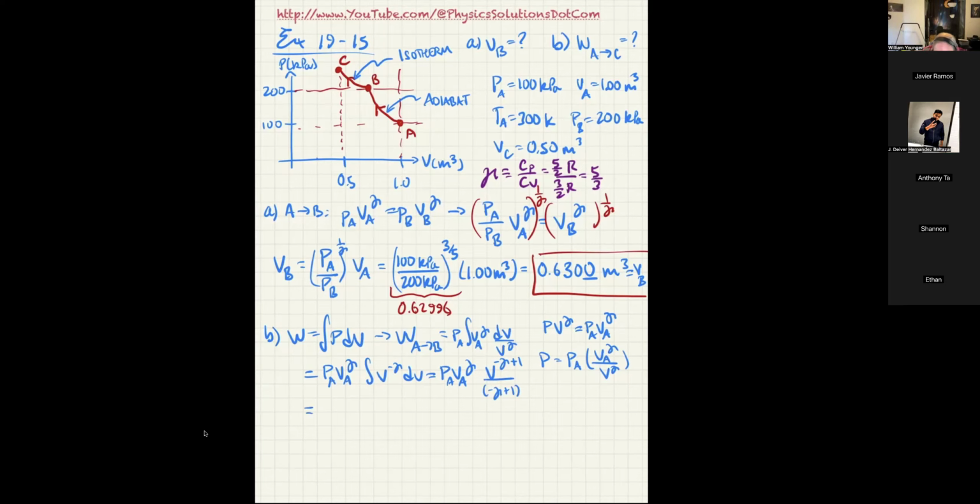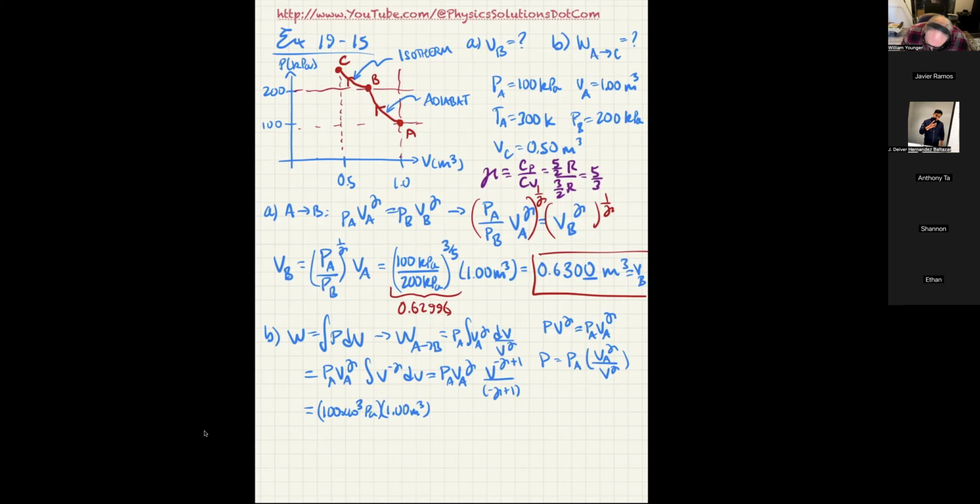So we can now say the work for this part is PA, which is 100 kilopascals, so I'll say 100 times 10 to the third pascals times VA, which was the 1.00 cubic meters. Now remember, a pascal is a Newton per square meter. So when you take a pascal and multiply it by a cubic meter, you end up getting a Newton meter, which is a joule. So that part's just a joule.